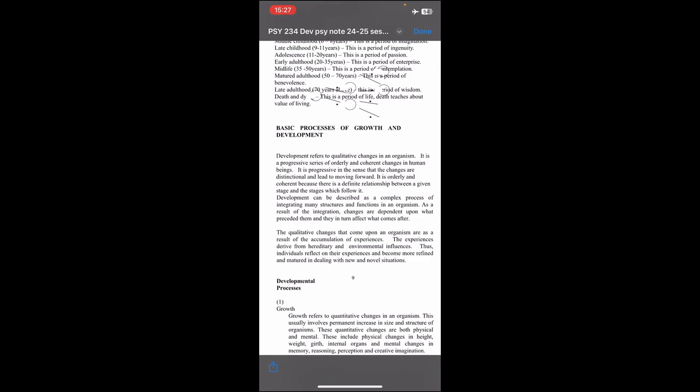Growth is the quantitative changes. So when you say quantitative changes, that means it grew in height. It grew 2 centimeters. Oh, when you were 10, you were 4'11". When you were 15, now you're 5'6". So now you can say that was a quantitative change. That is growth. You've grown. Now, development is a bit different. It's not something that is quantifiable.